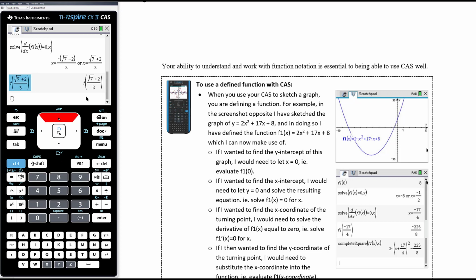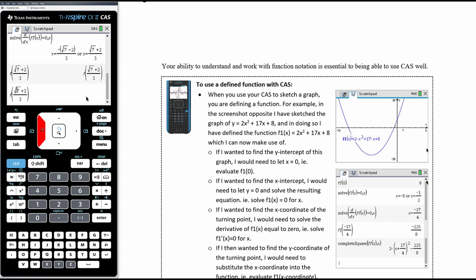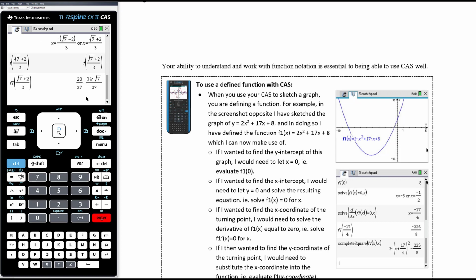I'm sorry, it wasn't f, was it? It's f1. See how it wasn't bold? When I type f1, the text goes bold. That indicates that there's a function defined as f1. That's what I want. So that's the y value of that turning point.